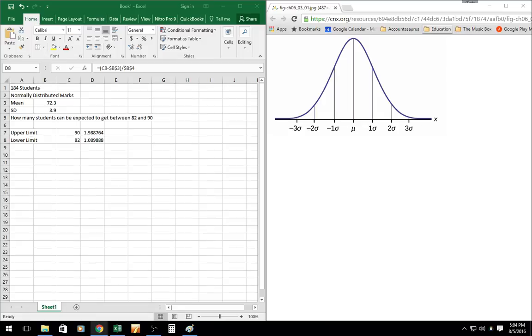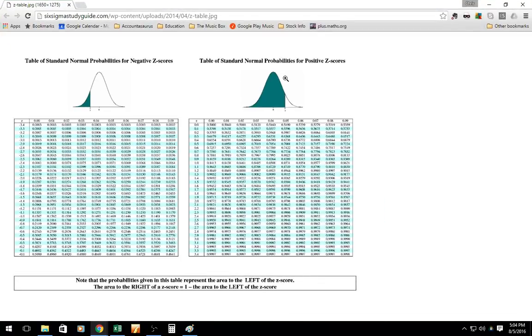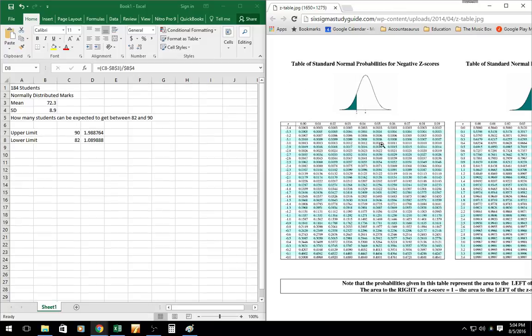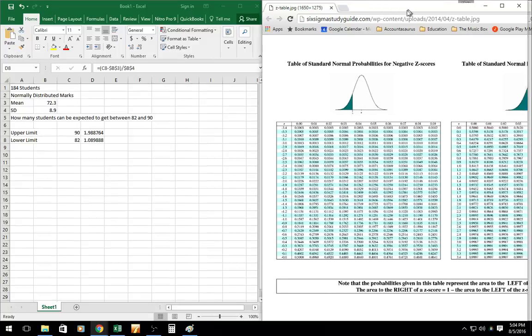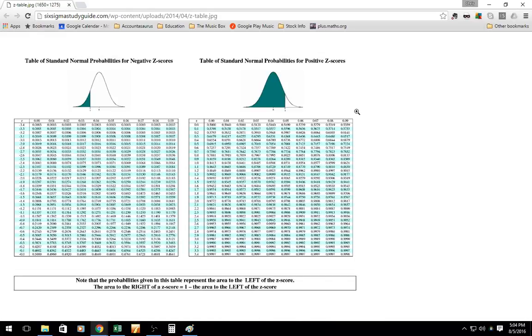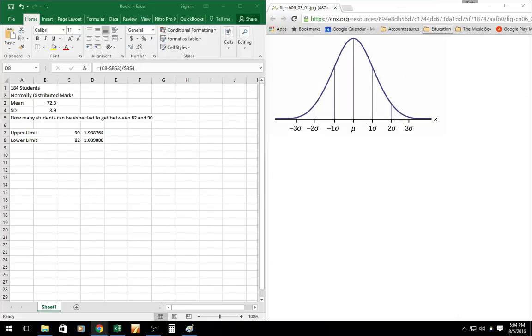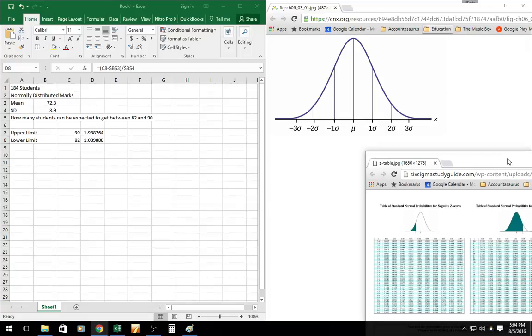Now, to complicate things further, what exactly do we do to get our Z scores? There is a table here, okay? I will put the link to this in the description if you want it. And we now have to find our Z score on this table. I'm going to write these down to 2 decimal places. So our upper limit is equal to 1.99. Lower limit is equal to 1.09.